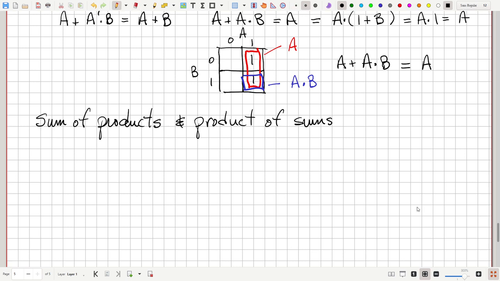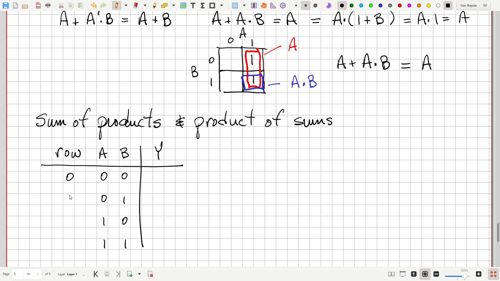Okay, so let's look at a truth table. We'll put a row here, and here's the value of A, here's the value of B, and here would be Y. So here would be 0, 0, 0, 1, 1, 0, 1, 1. We'll call these row 0, row 1, row 2, and row 3. This is just a convenient way to refer to one of these rows by a single number.